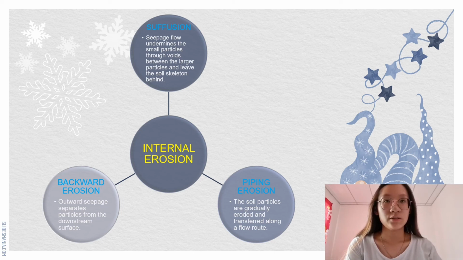For suffusion, seepage flow undermines the small particles through voids between the larger particles and leaves the soil skeleton behind. For piping erosion, the soil particles are gradually eroded and transferred along a fluid flow route. For backward erosion, outward seepage separates particles from the downstream surface.